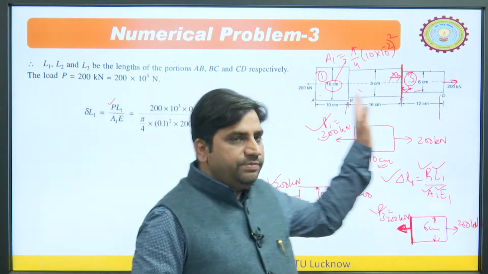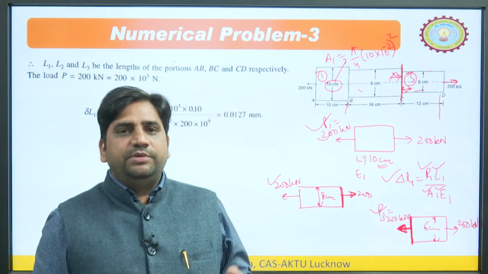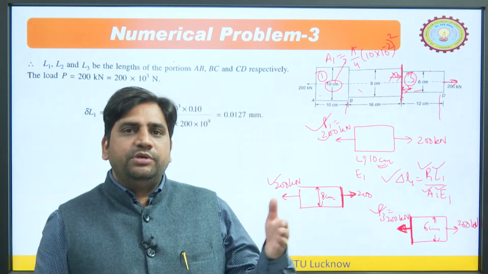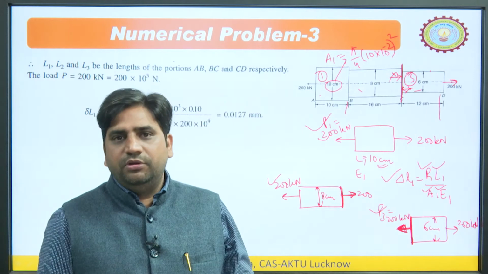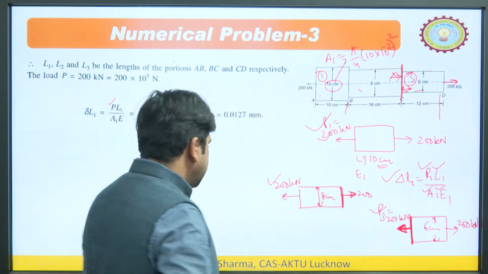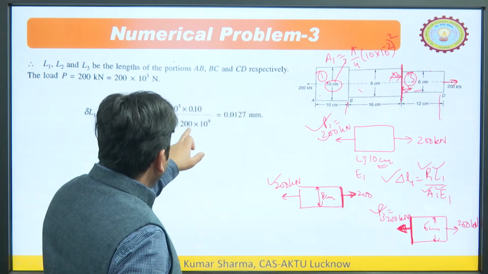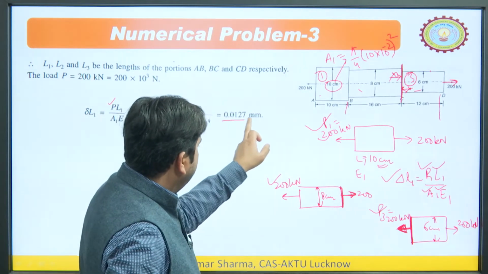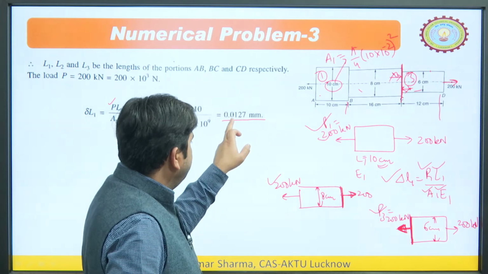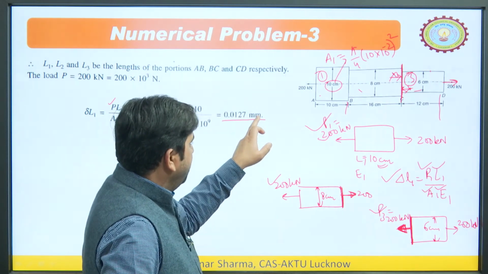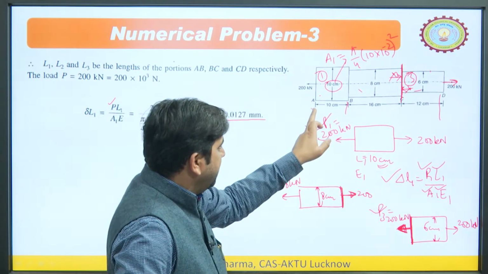Now, this rod is made up of the same material. So, it means E1 is equal to E2 is equal to E3 is equal to E. So, all modulus of elasticities are the same. So, PL upon AE, you can easily put all these values, everything is given. So, you can get the elongation. So, it means 0.0127 mm, this is the elongation in the first element.